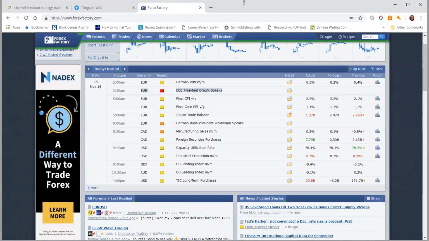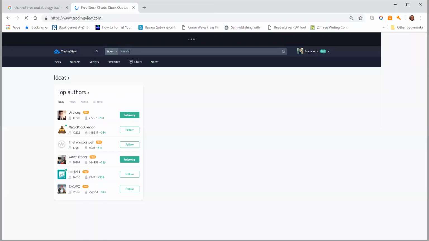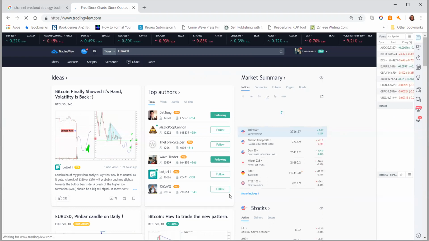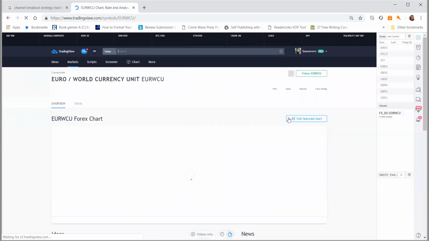Yes. Hey, so basically what we'll do is we'll type the major pair like euro, find out the strength of the currency, and then put WCU at the end of it. So if I wanted to measure the euro strength by itself, EURWCU, and that would be the euro standalone. Okay. There's my euro.